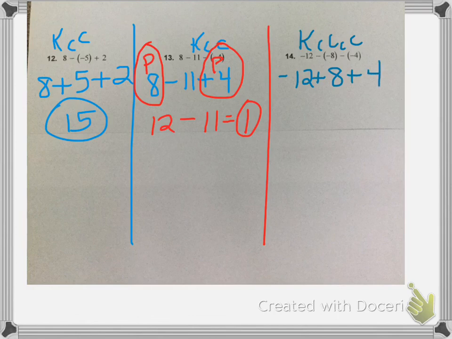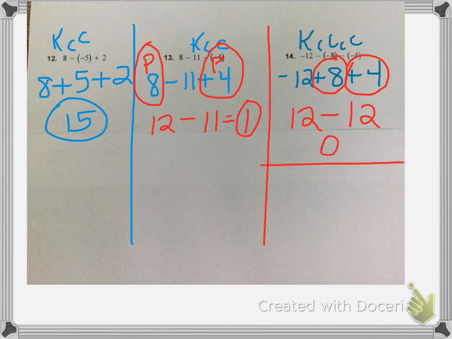Okay, now let's go. I have a negative 12, a positive 8, a positive 4. So let's collect my positives. Positive 8, positive 4, same signs. Add. 8 plus 4 is 12. And then bring down the negative 12 or the minus 12. 12 minus 12, we don't need to think about that, is 0.